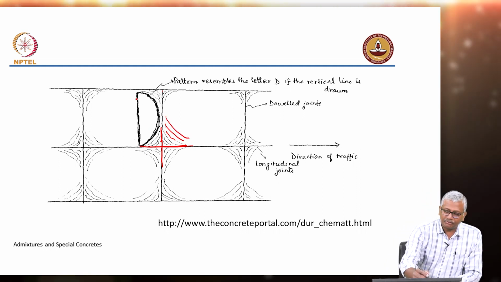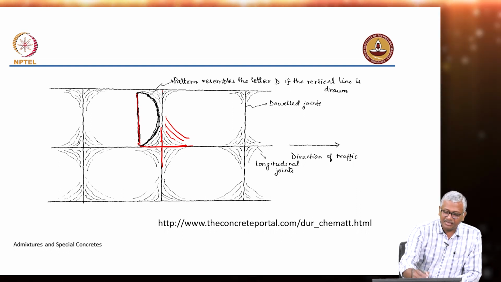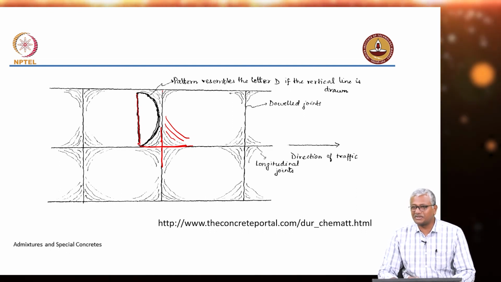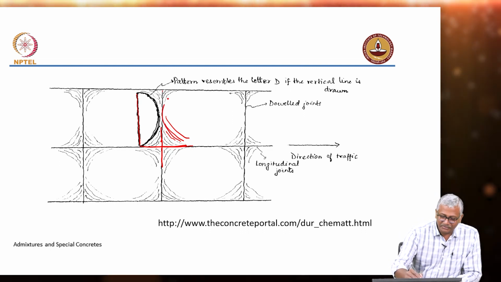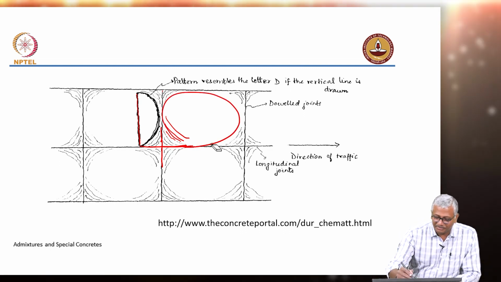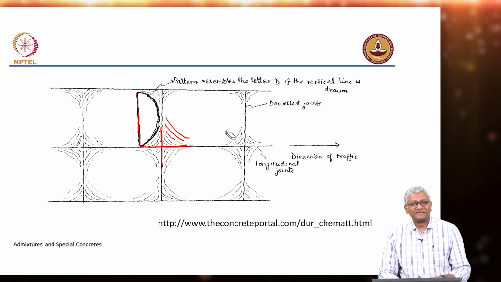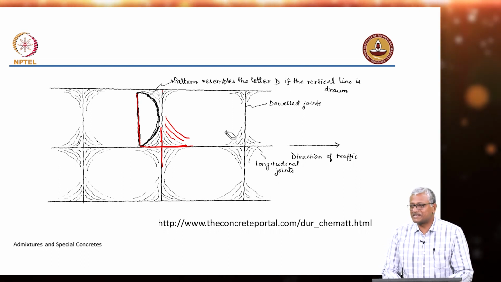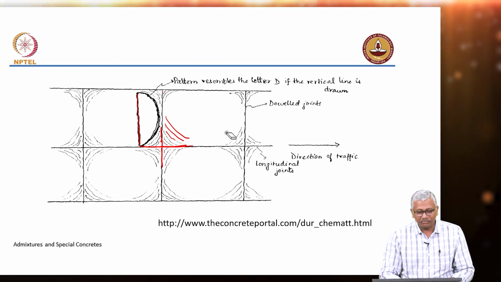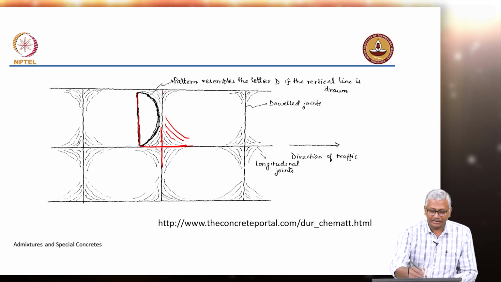So, these cracks, if you join them by a straight line here, do not ask me why, it becomes a D. I would have said put it like this and make it an O, but maybe not. The classical literature refers to this as D-cracking, okay. It forms the pattern D if the vertical line is strong.